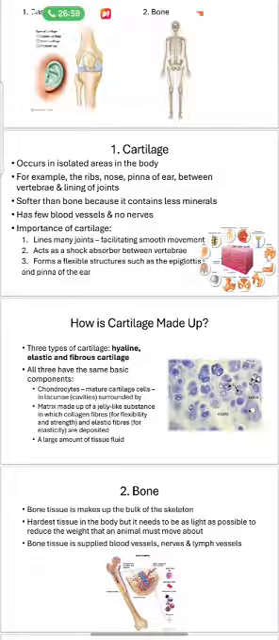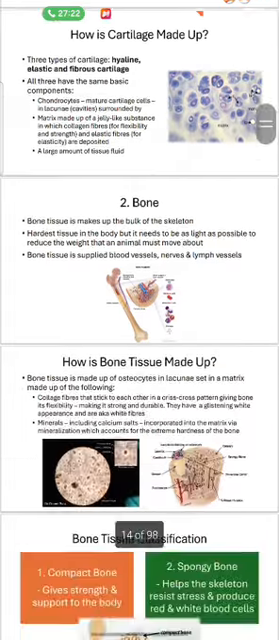So, how is cartilage made up? There are three types of cartilage: hyaline, elastic, and fibrous cartilage. All three have the same basic components. Chondrocytes are mature cartilage cells in lacunae, which are cavities, surrounded by matrix made up of jelly-like substance in which collagen fibers, for flexibility and strength, and elastic fibers for elasticity are deposited. A large amount of tissue fluid.